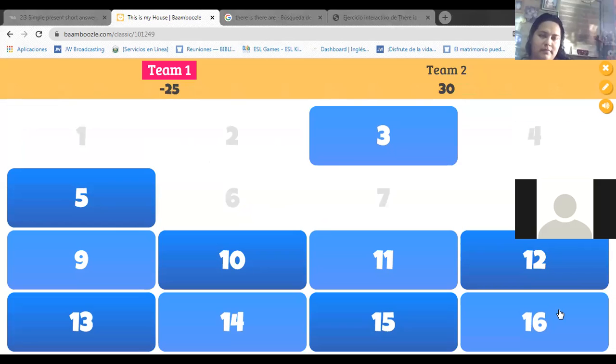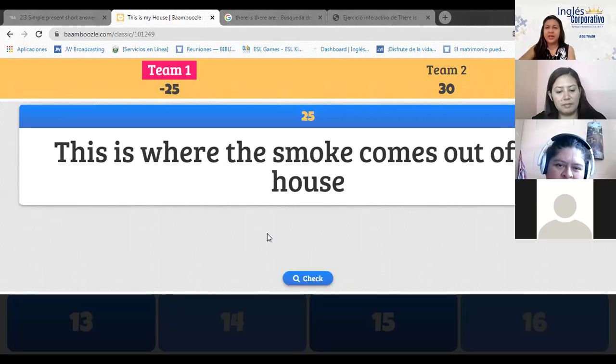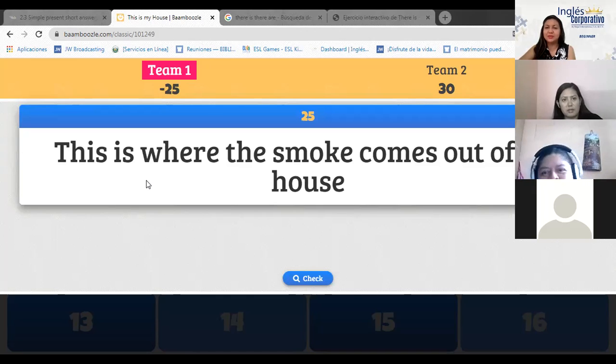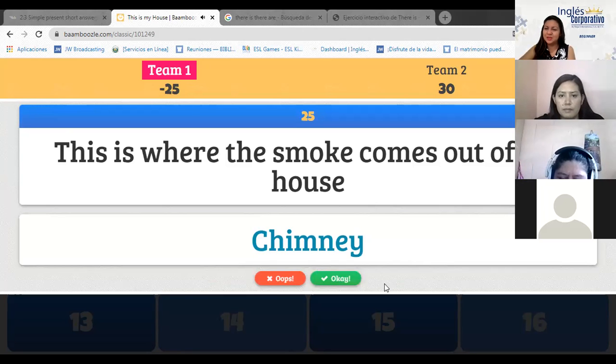Byron. What number do you want? Number nine. Okay, this is where the smoke comes out. Chimenea. Va, ¿qué les dije? Yeah, but you have to read. This is where the smoke comes out of the house. Exactly. And yes, it's the chimney. Very good, Byron. Thank you so much for your participation.